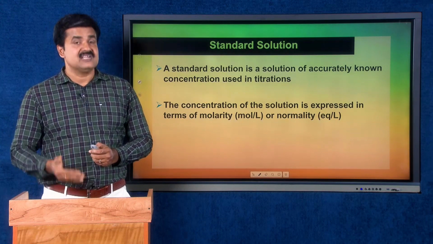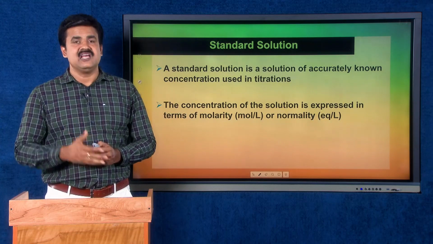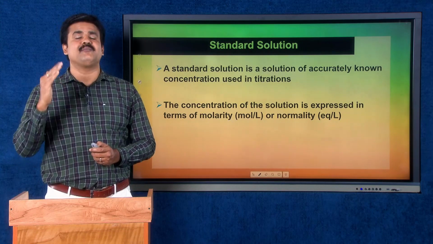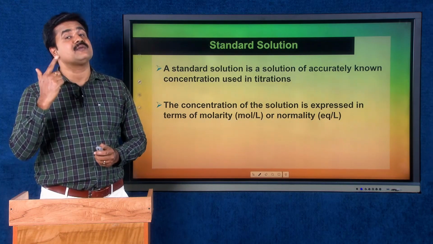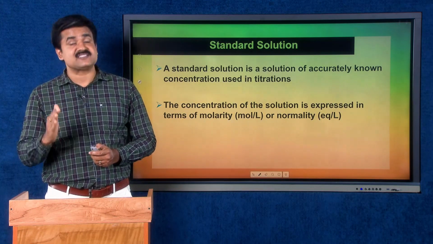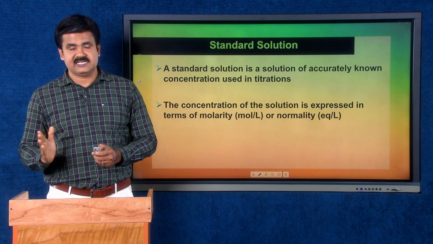This is because the underlying principle behind volumetric analysis is that the number of milli-equivalents of the first component should be the same as the number of milli-equivalents of the second component. The number of milli-equivalents can be calculated from normality. Therefore, in volumetric procedures, we generally express the concentration in terms of normality, that is, equivalent per liter.